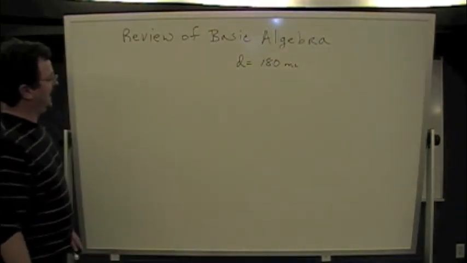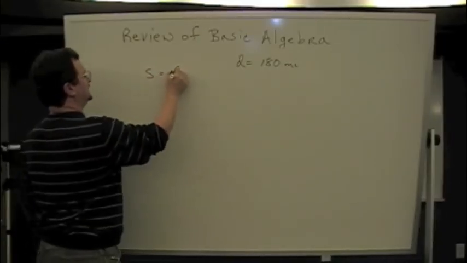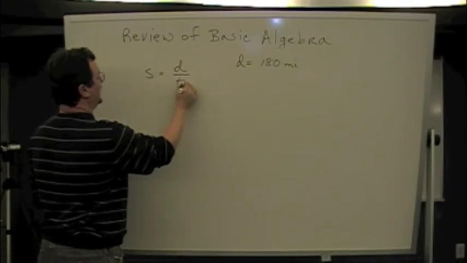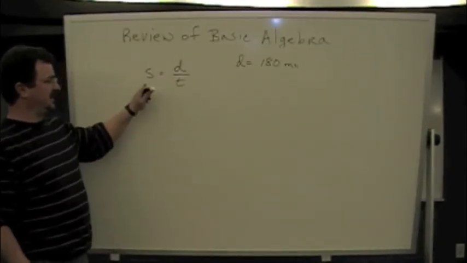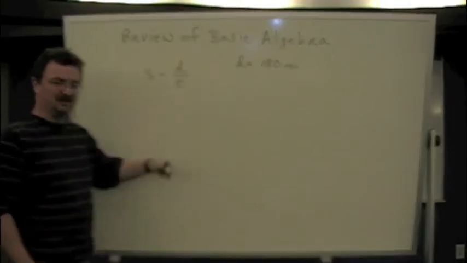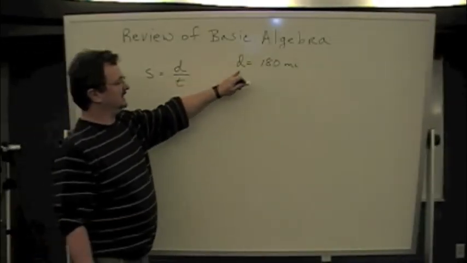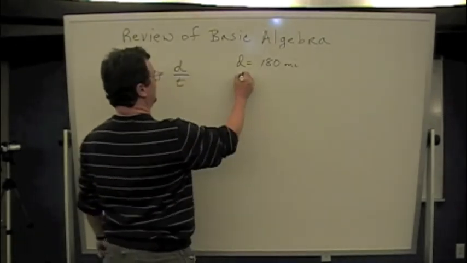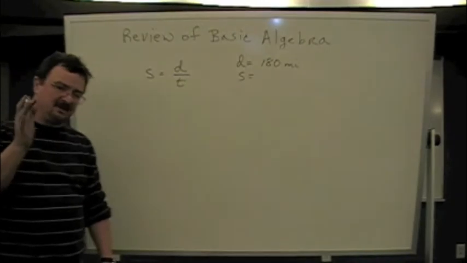Now, you happen to also know that speed is equal to distance divided by time. Speed is distance divided by time. This is an actual equation from actual physics. You know the distance is 180 miles. You know that your speed is probably going to average about 60.